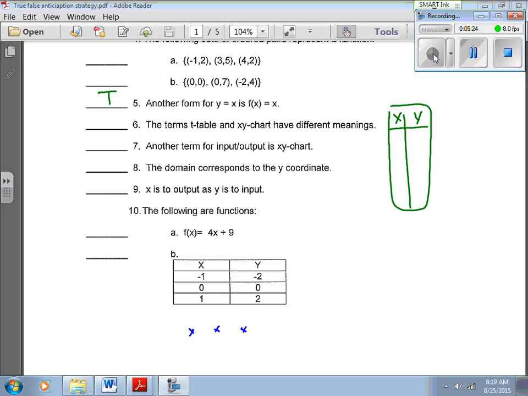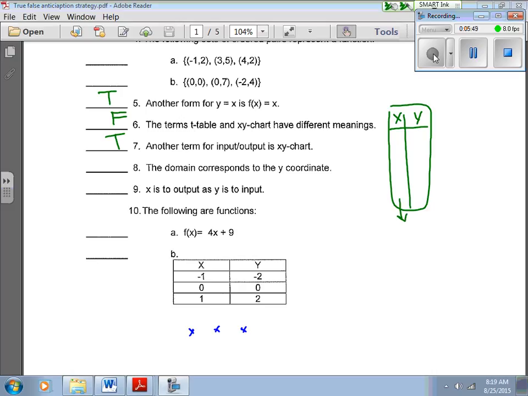So T-table and XY chart are identical, so that one is false. Another term for input-output is XY chart. True. The domain corresponds to the Y coordinate. You are going to need to know that. You will be tested on that.